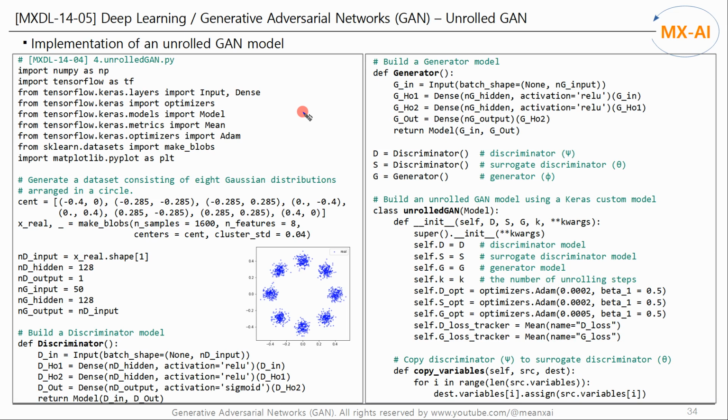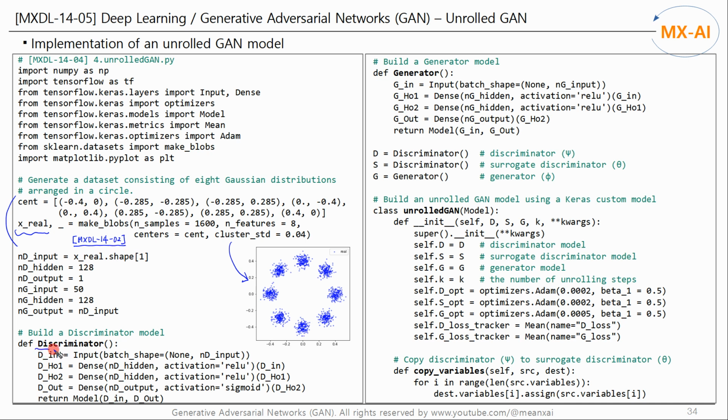Now let's implement an unrolled GAN model in code. Generate a dataset consisting of 8 Gaussian distributions, arranged in a circle like this. This is real data, the same one we used to implement the standard GAN in the second video of this series.